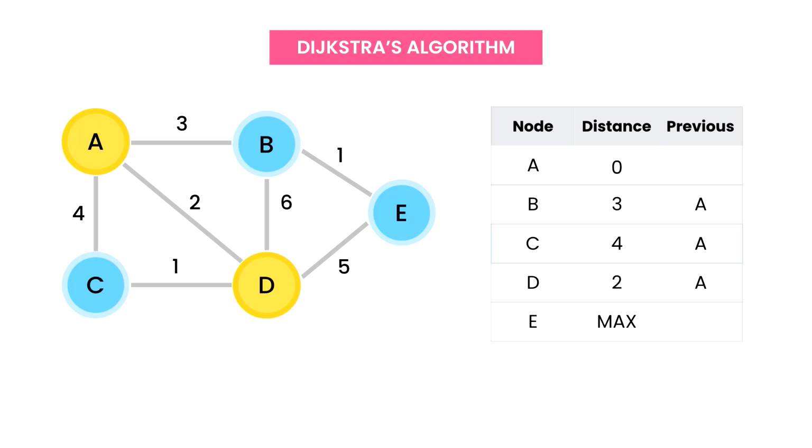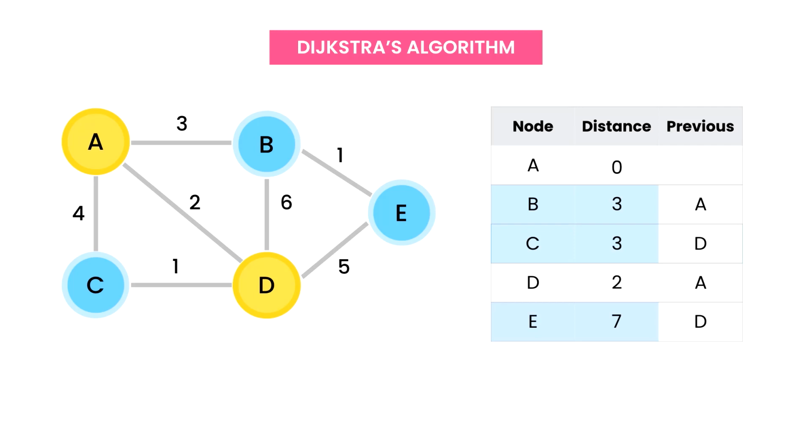Now let's calculate the distance from A to C. That is the distance from A to D, which is 2, plus the distance from D to C. Now we compare this with the shortest known distance to C. Obviously, we found a shorter path to C via D, so we should update our table. One more time. Let's calculate the distance from A to E via D. It's 2 plus 5. Obviously, it's shorter than the known distance, so we update our table accordingly. We have visited all the neighbors of D. Now we should pick the closest one and go there.